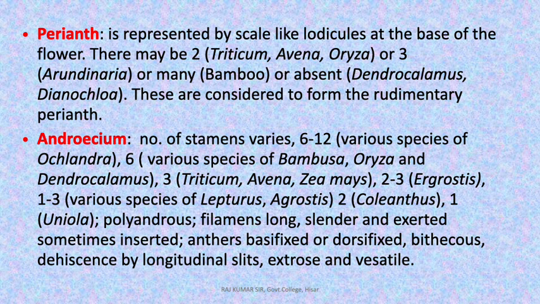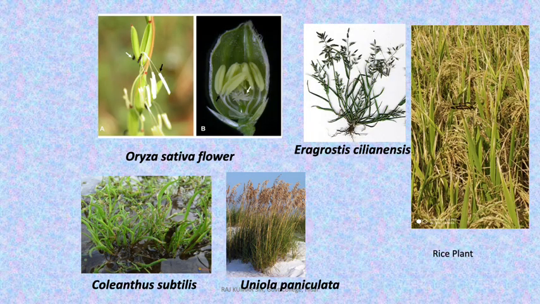Filaments are long, cylindrical and exserted. Sometimes they are included. Anthers are basifixed or dorsifixed, bithecous. Dehiscence is by longitudinal slits, extrorse, and they are versatile.